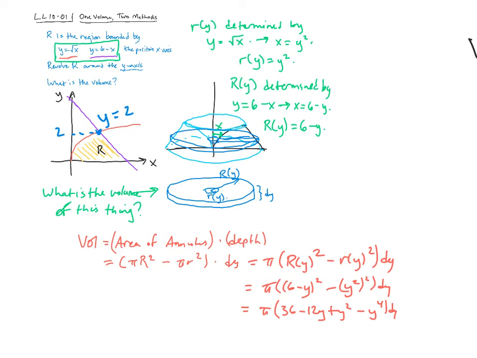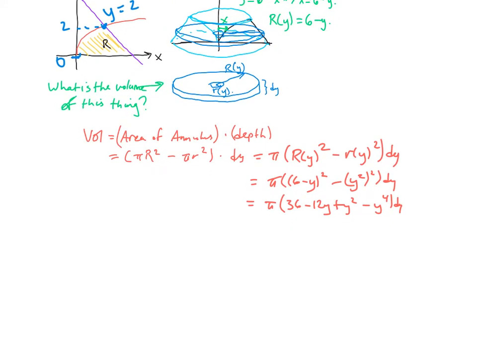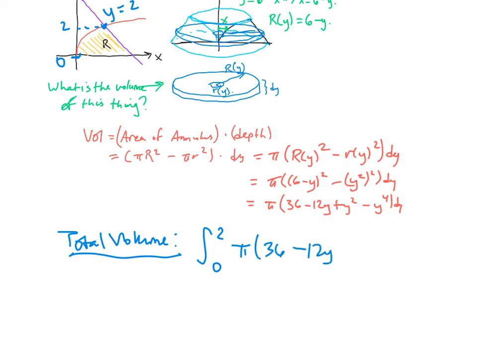I know that this solid is going to begin at y equals 0, so I think I'm going to have slices all the way from y equals 0 to y equals 2. So I think we're ready to integrate. Total volume is going to be the integral from 0 to 2 of pi times this gnarliness, 36 minus 12y plus y squared minus y to the fourth dy. Let's just go ahead and pull that factor of pi out.